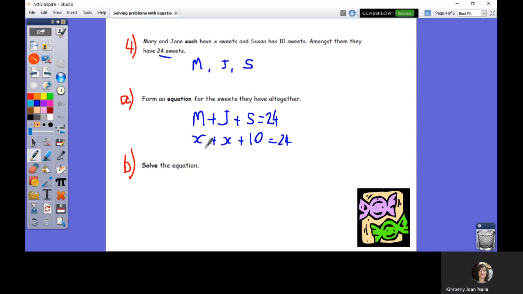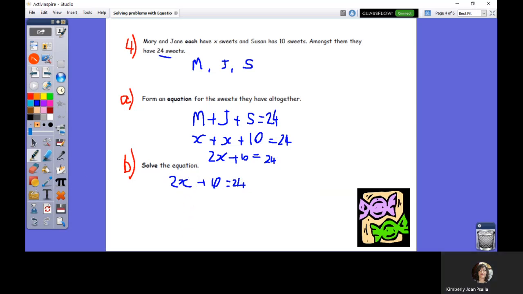We can collect these two. x plus x gives us 2x plus 10 equal to 24. Okay, so now we have to solve the equation. So the equation is 2x plus 10 is equal to 24. We need to solve it to find the value of x here.